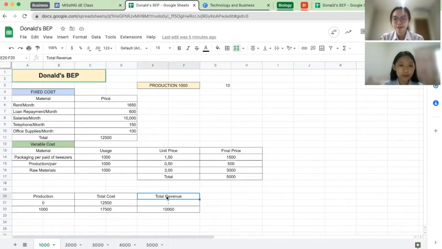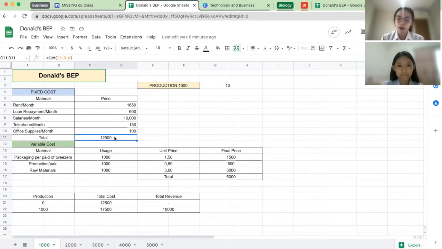From the information we obtained, we can understand that Donald's fixed costs include rent, loan repayment, salaries, telephone, and office supplies, which are all calculated per month. This results in a total of $12,500 for the fixed costs per month.